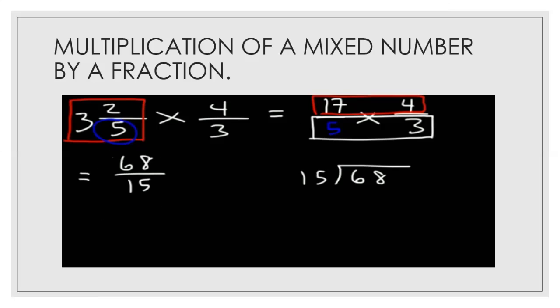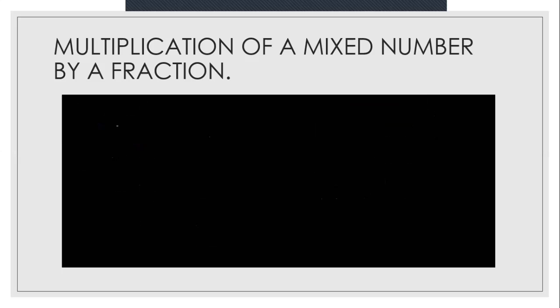15 goes into 68 4 times. 15 times 4 is 60. And 68 minus 60 is 8. So 68 over 15 is going to be 4 and 8 over 15 as a mixed number. So this is the final answer for the problem. Now let's work on another example. So let's take the mixed number 5 and 2/3 and let's multiply it by 7 over 4.